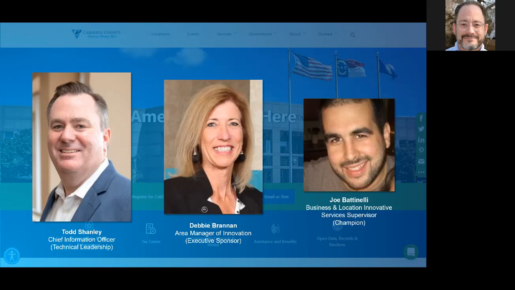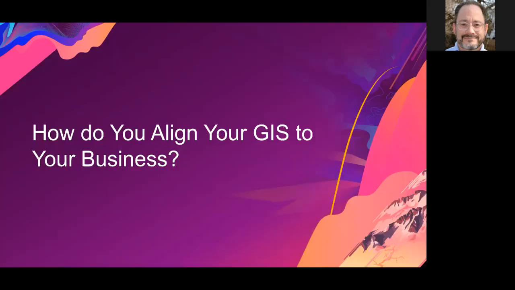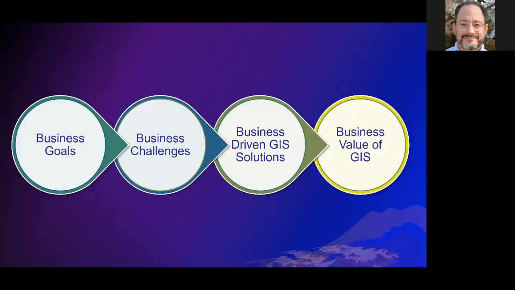And then lastly, but certainly not least, is the champion, who's Joe Battinelli, and he heads up their business and location innovative services department. So how do you align your GIS to your business? Well, you follow that same four circles, right?